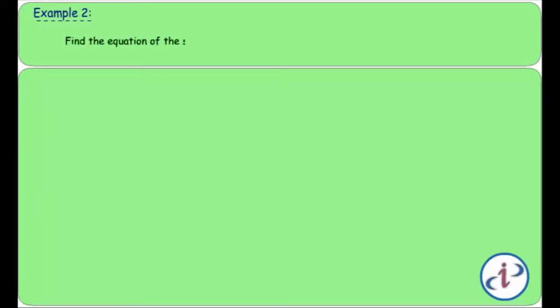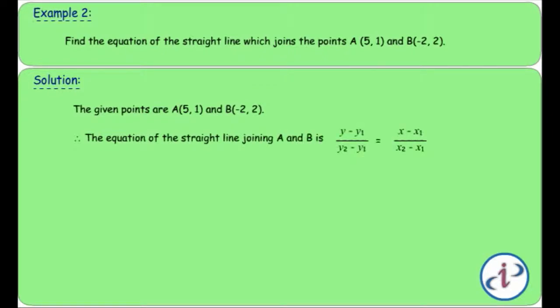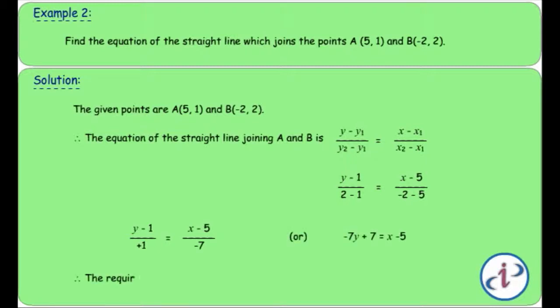Find the equation of the straight line which joins the points A(-5, 1) and B(-2, 2). The given points are A(-5, 1) and B(-2, 2). Hence, the equation joining the given points is (y minus 1) divided by (2 minus 1) is equal to (x minus (-5)) divided by (-2 minus (-5)). Further simplifying, we have (y minus 1) by 1 is equal to (x minus 5) by minus 7. Thus, the required equation is x plus 7y minus 12 is equal to 0.